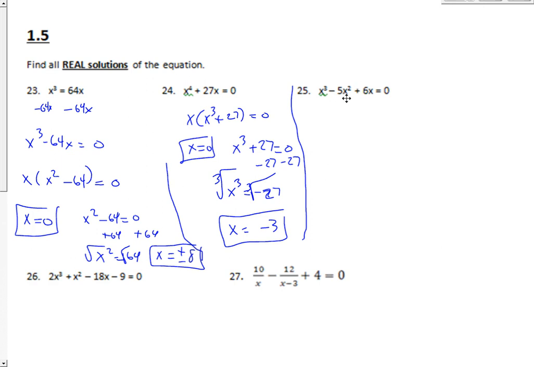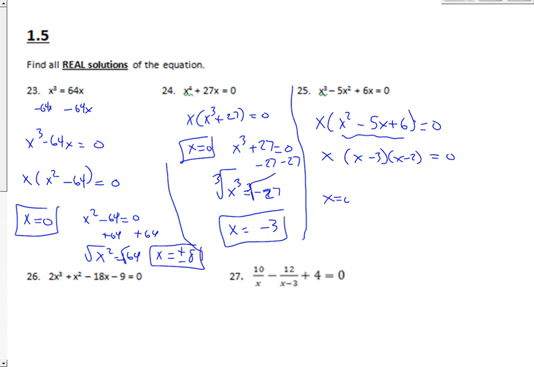For number 25, I have a common factor of x. Then I have x to the fourth minus 5x plus 6 equals 0. I have a quadratic here in x squared minus 5x plus 6. That can actually be factored to be x minus 3 and x minus 2, and my x out in front. Now I've got all factors.